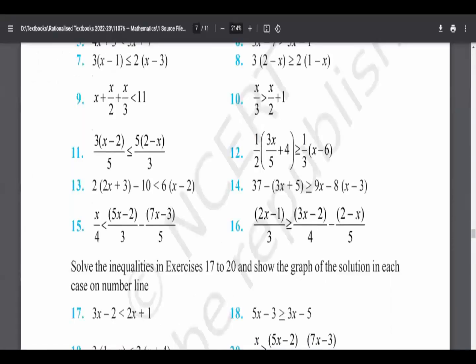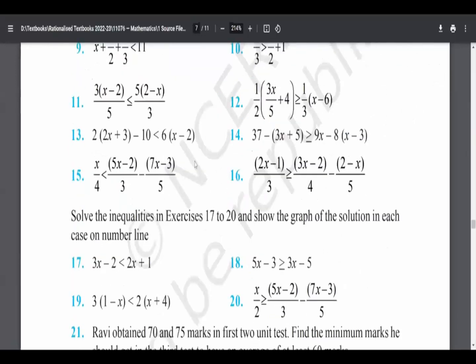So now we came to our last question of this part, 5 to 16. Again, we have a fraction and brackets. Just again take the LCM and cross multiply, kind of similar. We will take the LCM of 4 and 5 to get 20: 5 times (3x minus 2) minus 4 times 2x. So let's start solving this.